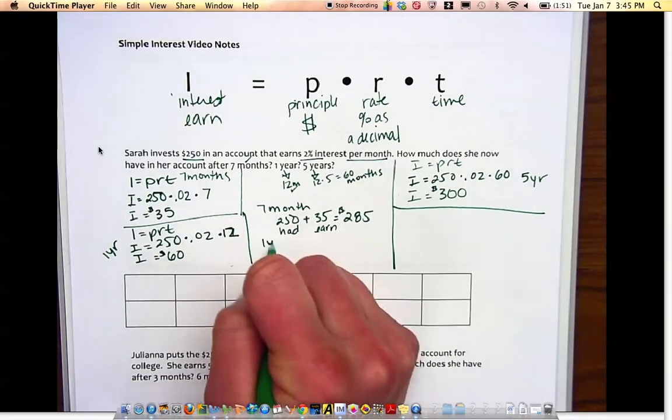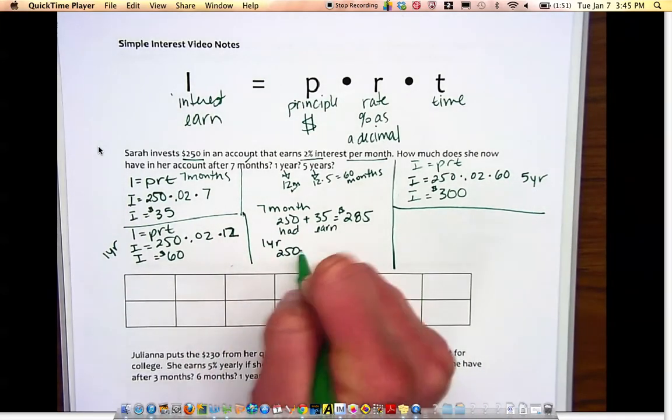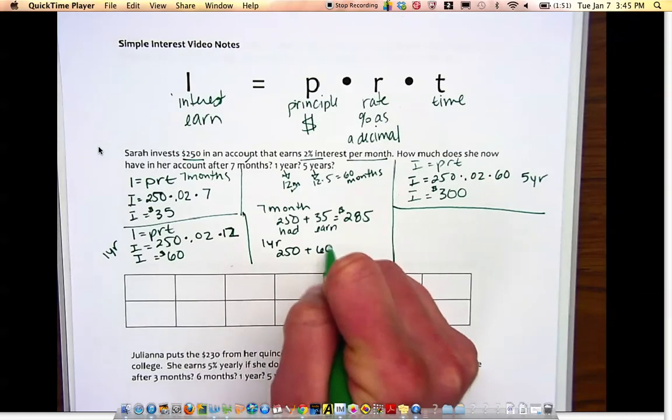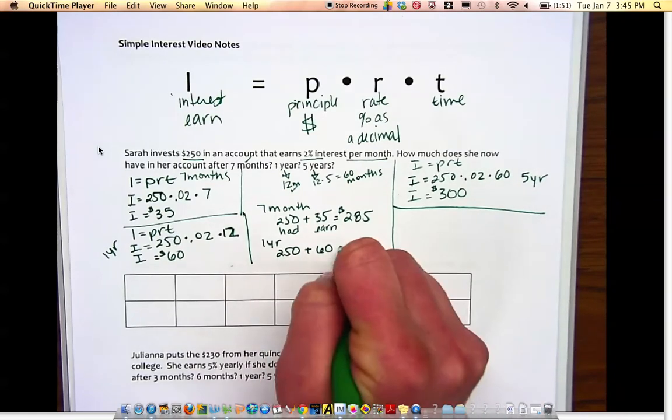For 1 year, I'm going to take the $250 that she started out with plus the $60 she's earned, and that's $310.